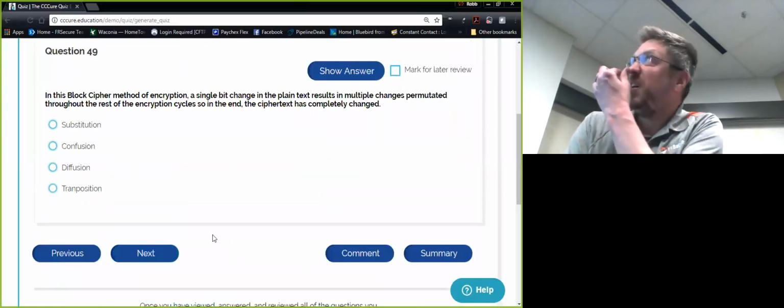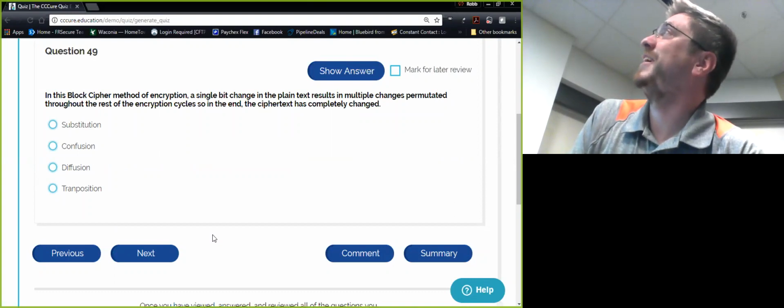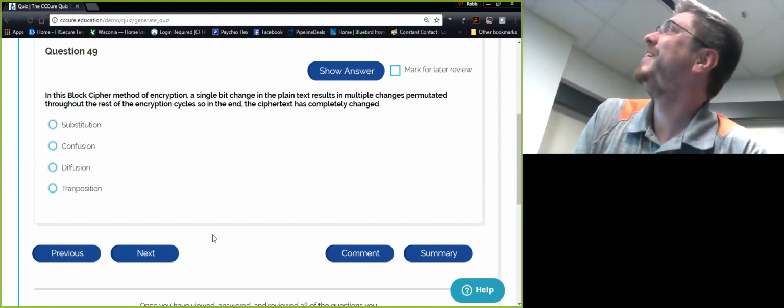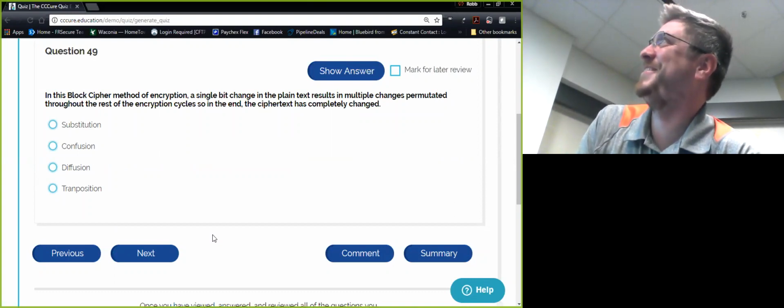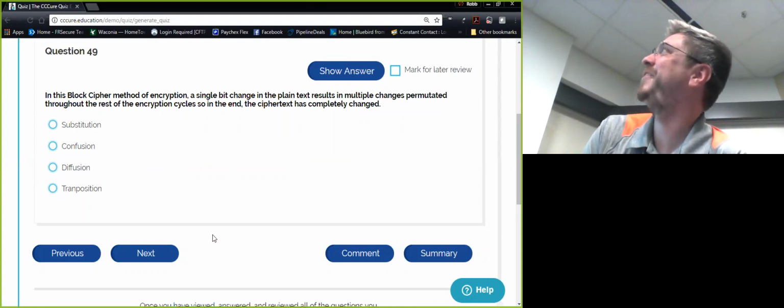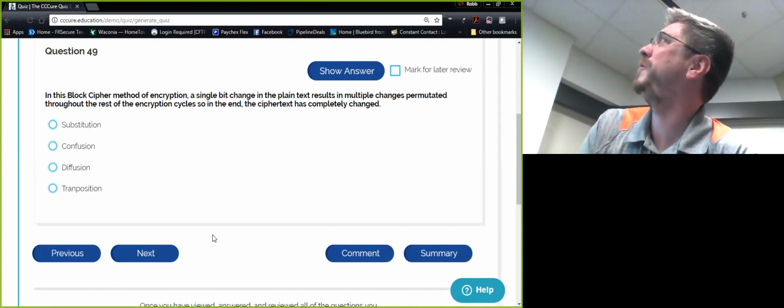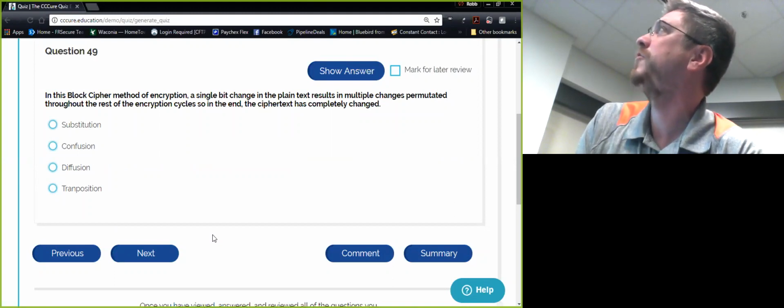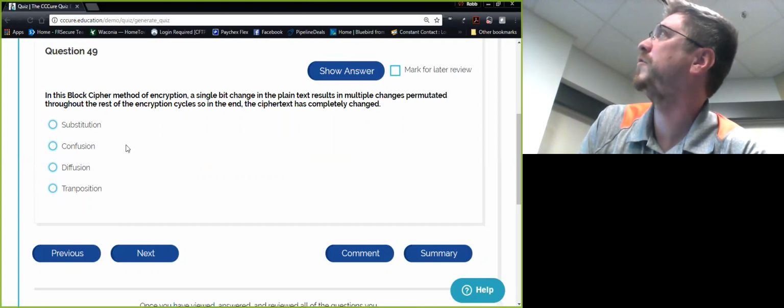In this block cipher method of encryption, a single bit change in the plain text results in multiple changes permutated throughout the rest of the encryption cycle. So in the end, the ciphertext is completely changed. Substitution, confusion, diffusion, or transposition? Well, it's not substitution. I think it's confusion or diffusion. It's one of the shuns.